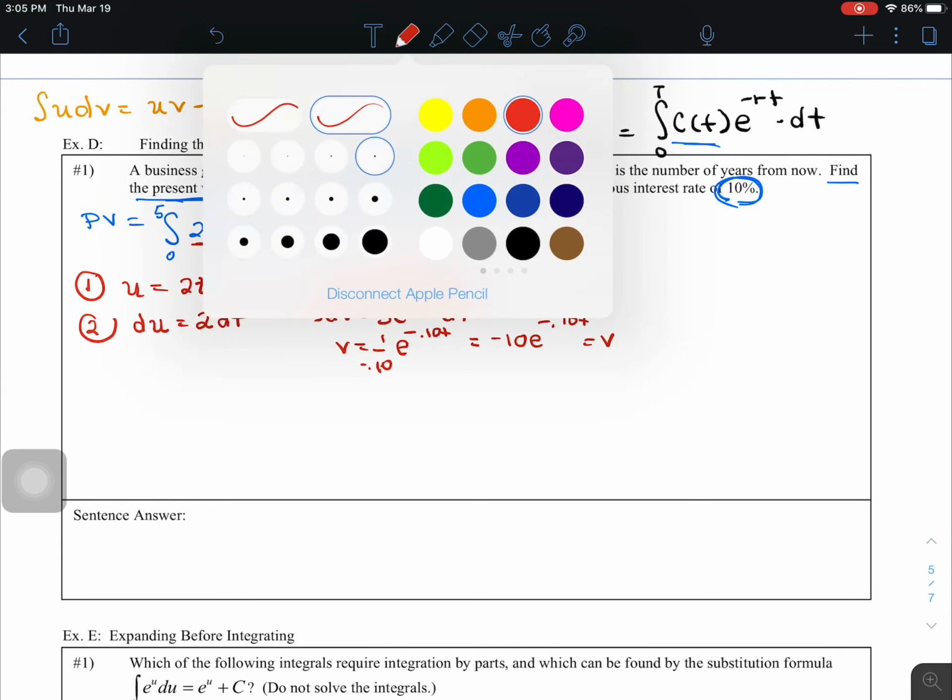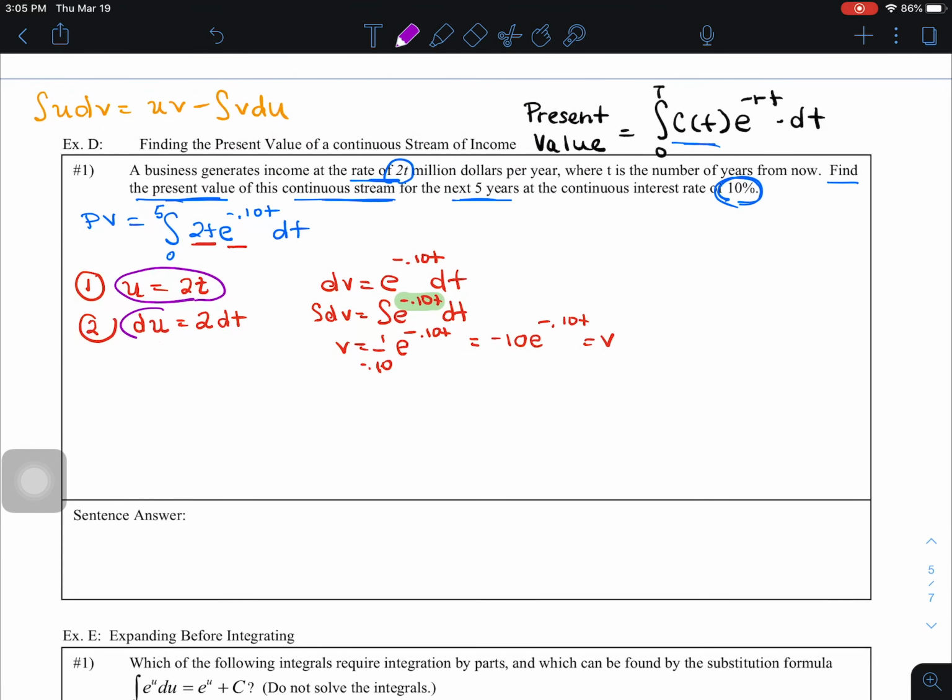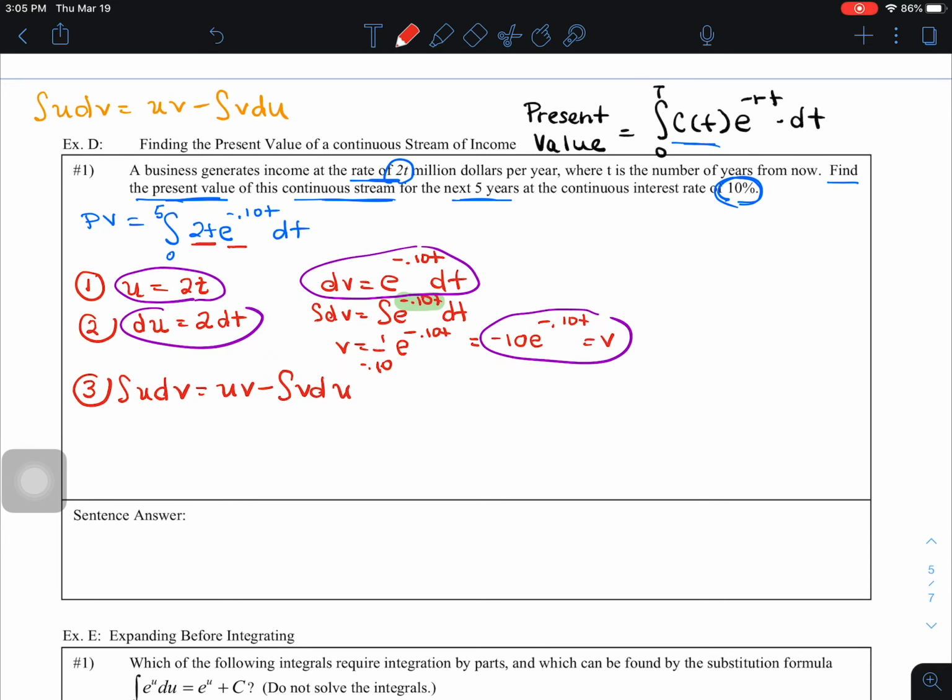I'm going to label it on that side here. I'm going to circle all 4 of my pieces here. This was the original dV, and this is what we said V was. And then we can go ahead and do step 3, which is to make our substitutions into the integration by parts formula. This is the original problem.